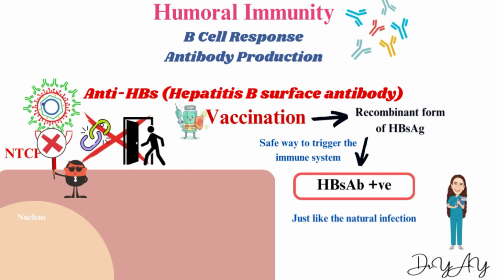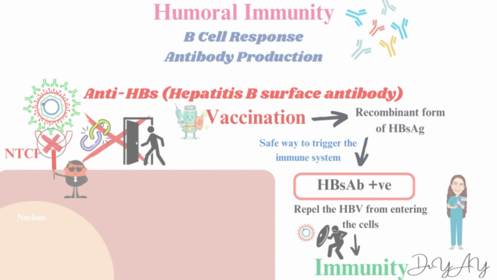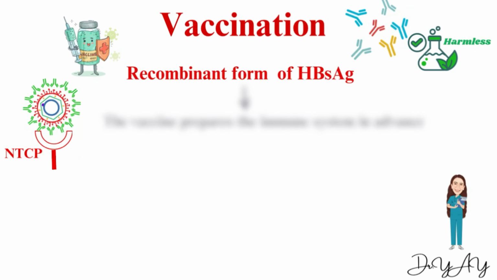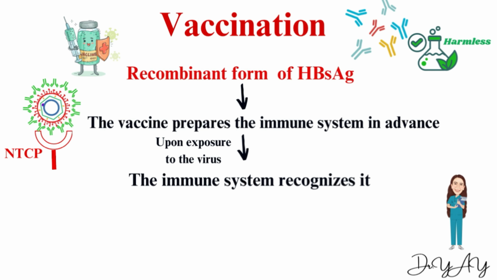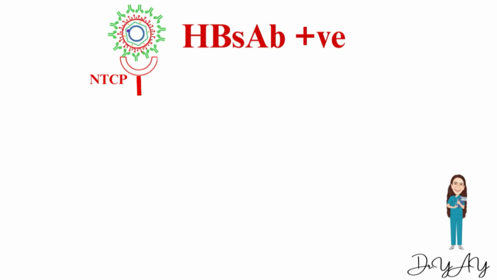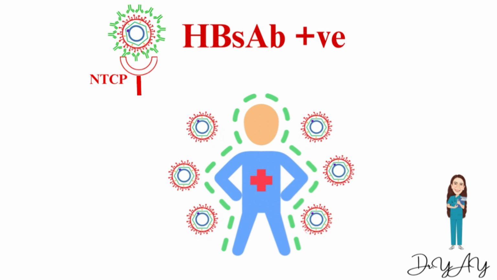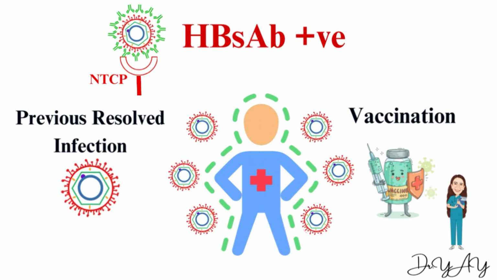And once these antibodies are generated, they remain in the circulation, ready to neutralize the virus upon future exposure. In this way, the vaccine prepares the immune system in advance, ensuring that if the virus ever enters the body, it will be immediately recognized and eliminated before it can establish the infection. And so, this means that if we detect anti hepatitis B surface antibodies in the circulation, it indicates lifetime immunity to the virus after recovery from an acute infection or after successful vaccination.